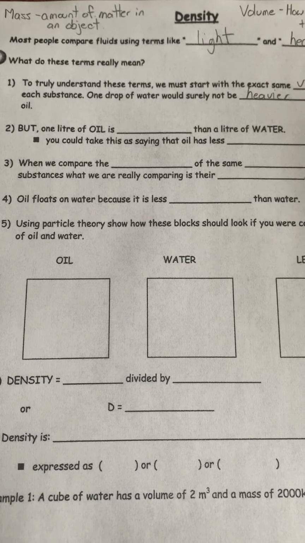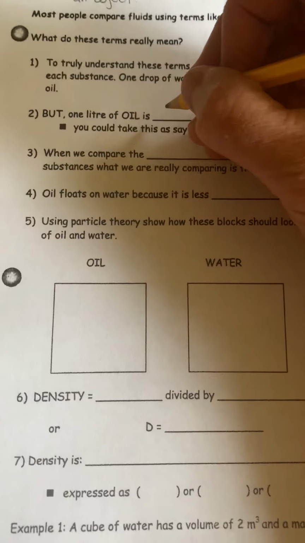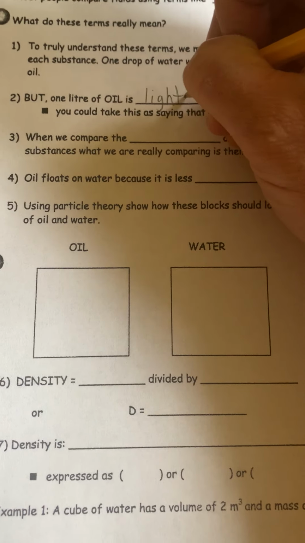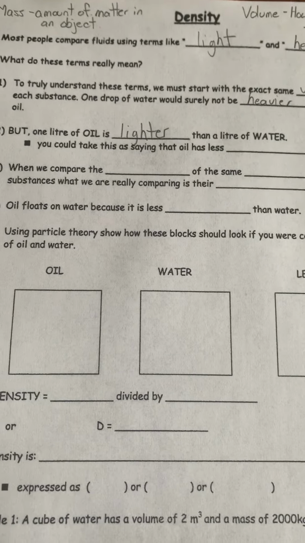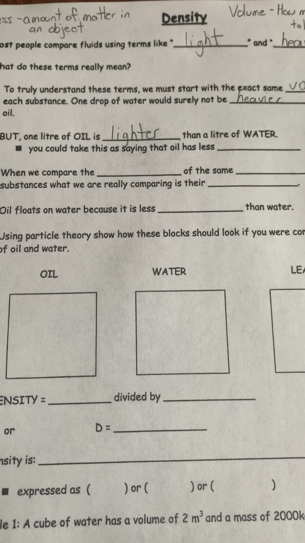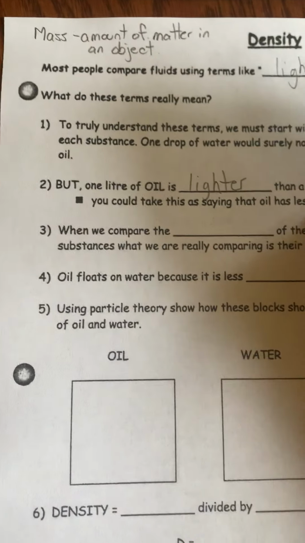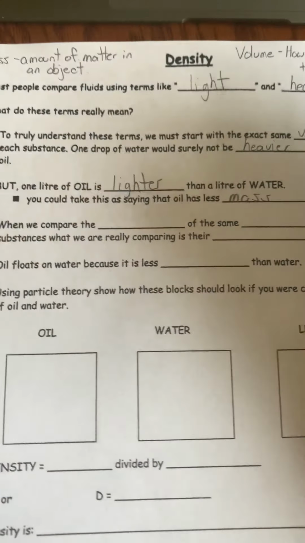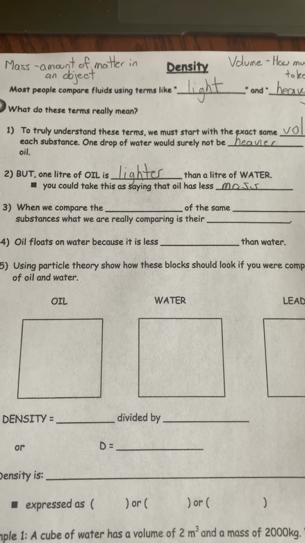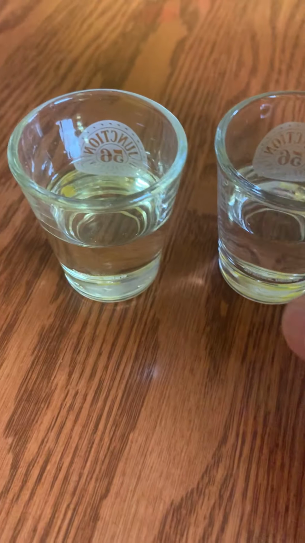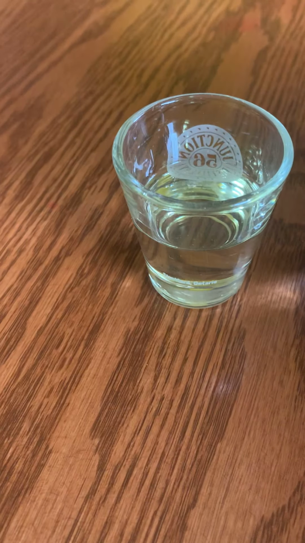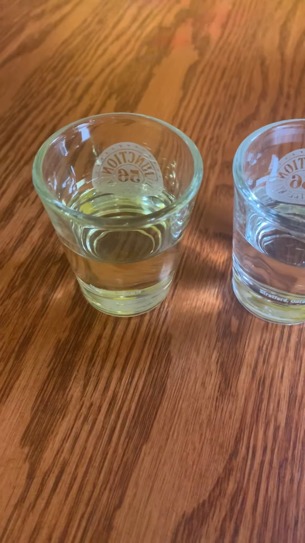So then we'd look at it and we'd say, but 1 liter of oil is actually lighter than a liter of water. You could take this as saying that oil has less, and the word we had up here was mass. So they have the same amount of volume, they're both a liter, but one of them is lighter than the other. And to quickly illustrate that, I've got 2 glasses here. One of these is filled with water, which is this one here, and then this one filled with oil.